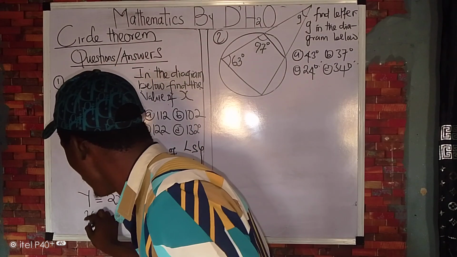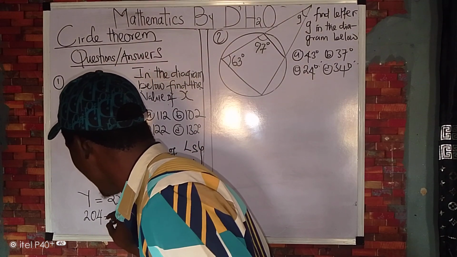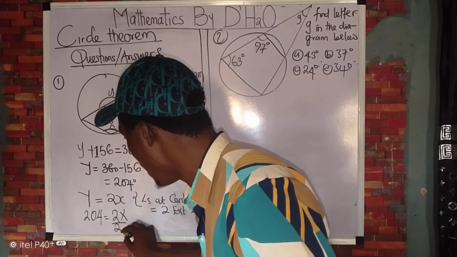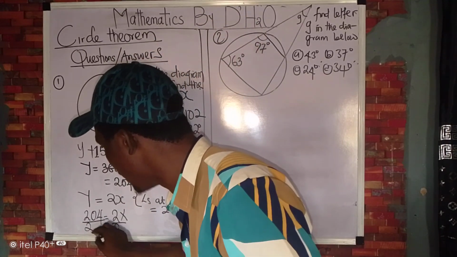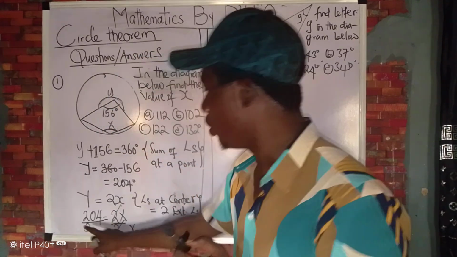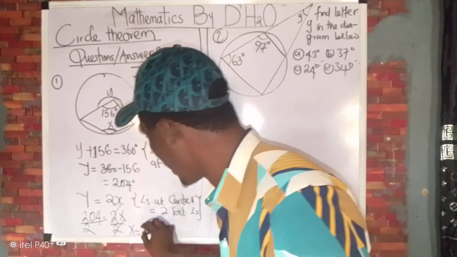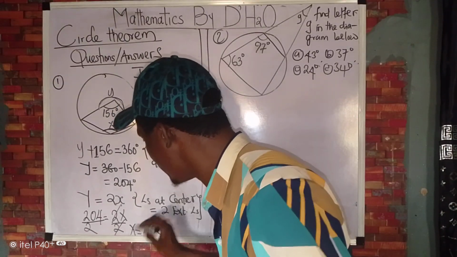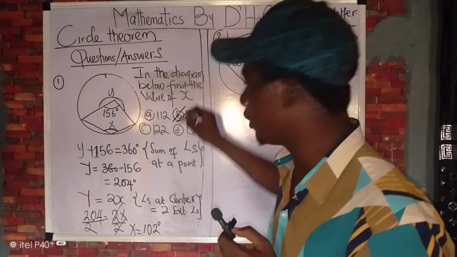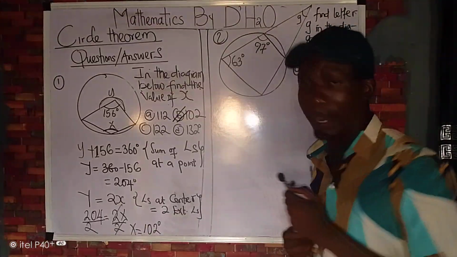It is 204 equals 2x. So we are looking for x. Divide both sides by 2. This cancels this. X will now be 204 over 2. That's 102 degrees. You see that it's very cheap. So the answer is what? It is B. Now let's go to question number 2.